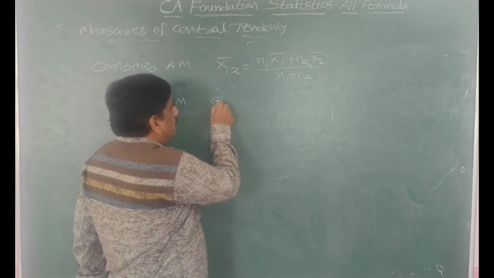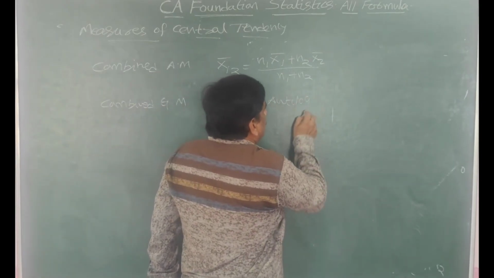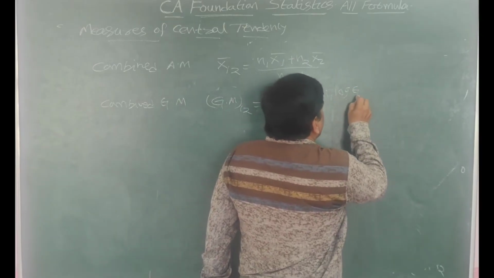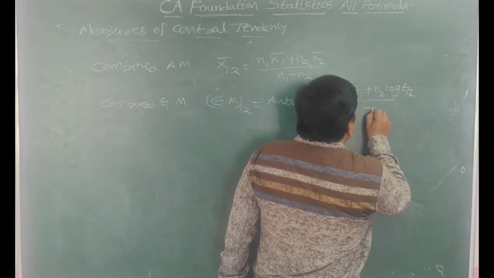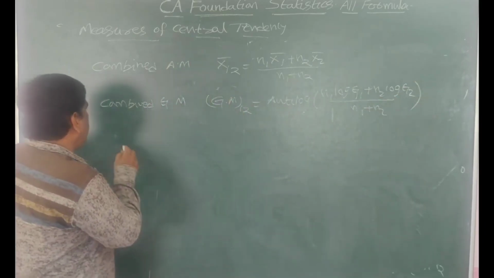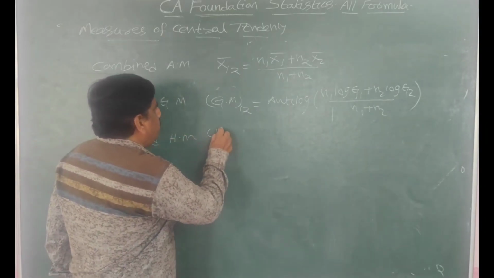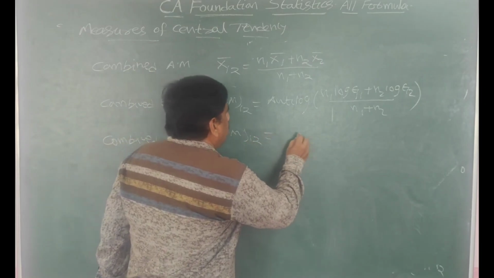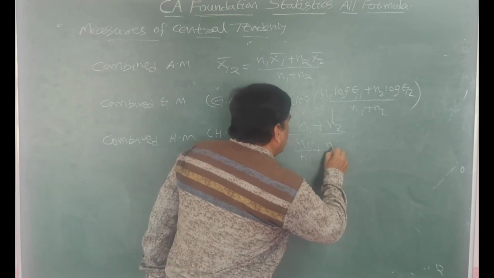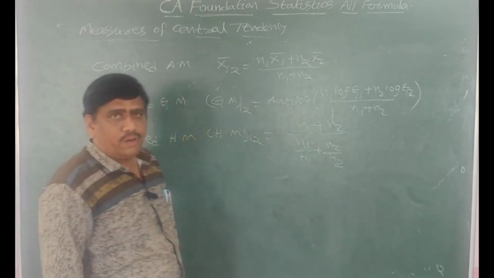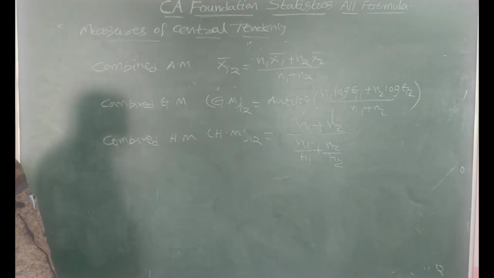The combined GM formula is denoted by GM12 and the formula is antilog of (n1 log g1 plus n2 log g2) divided by (n1 plus n2). This is the combined GM formula. Similarly, we have combined HM also. The combined HM formula is HM12 equal to (n1 plus n2) divided by (n1 by h1 plus n2 by h2). This is the combined HM formula.